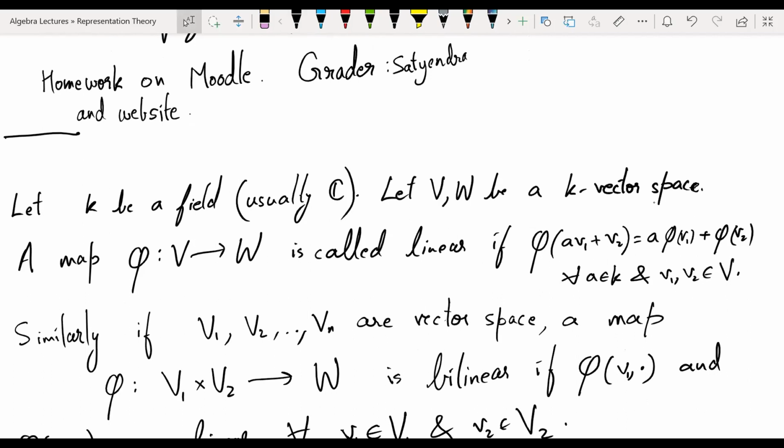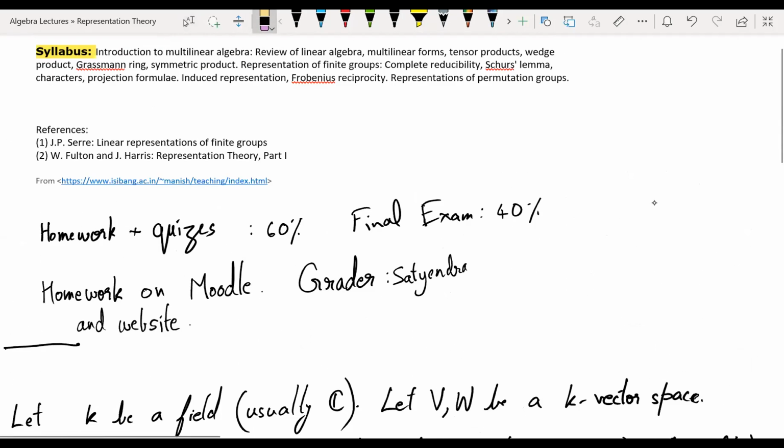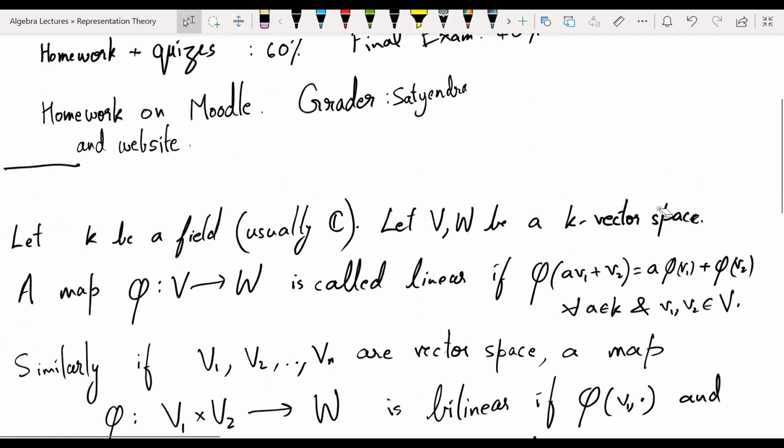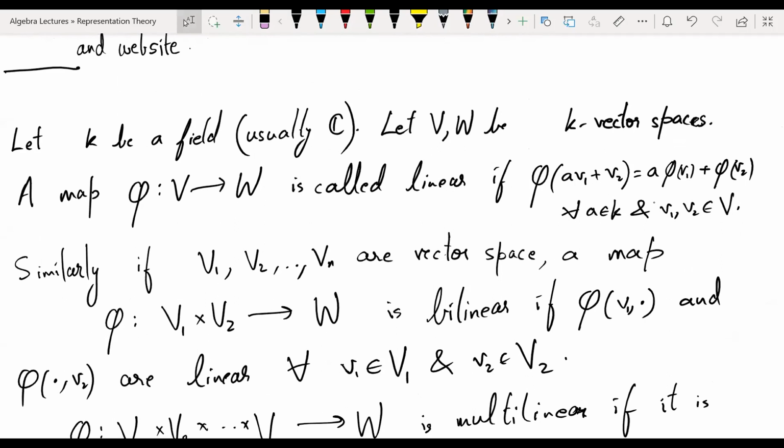Now, if you are given two K vector spaces, V and W, a map phi from V to W is called linear if this happens. So this is the definition of linear maps, and we'll deal with mostly finite dimensional vector spaces in representation theory.